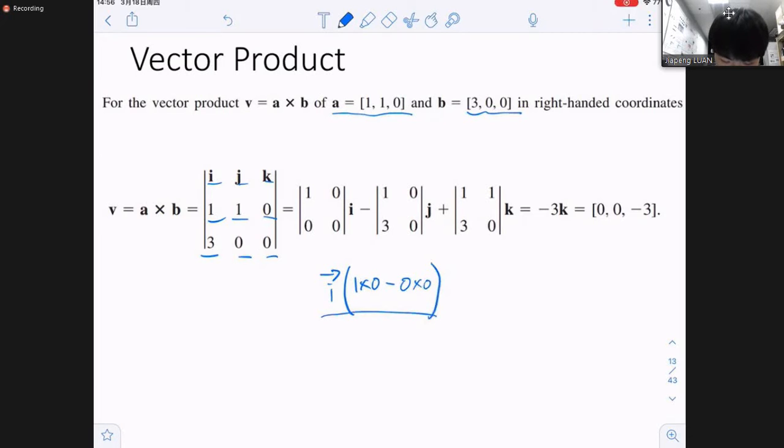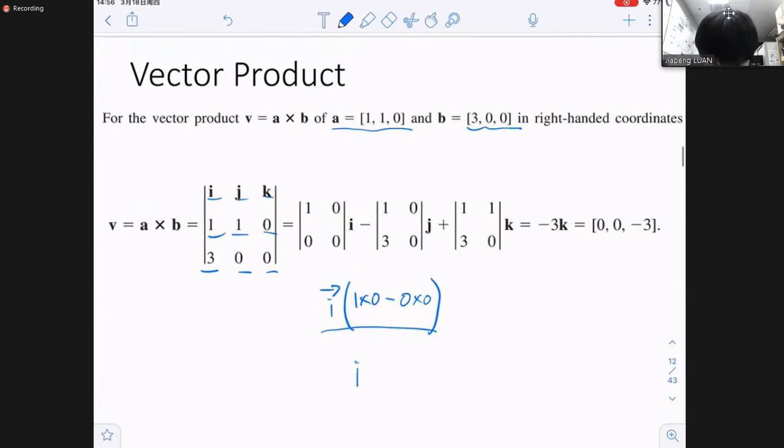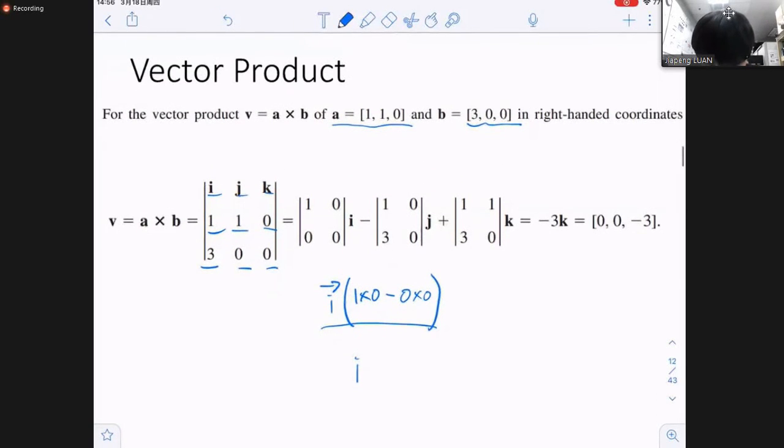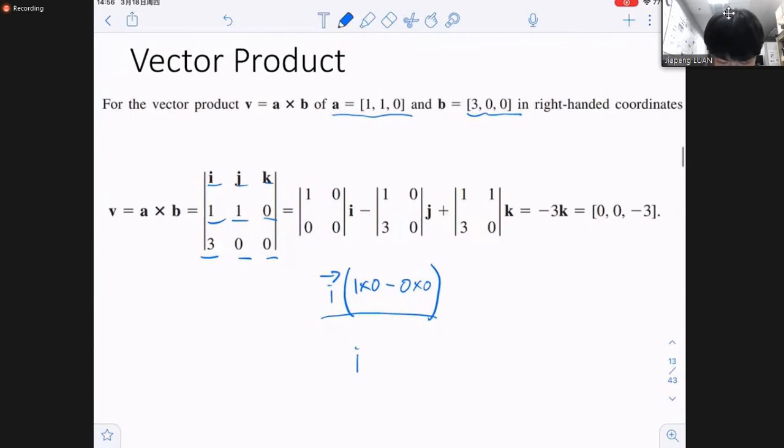So then you have this. Yeah, I think there's something wrong here. Because this gives you 1, and this... Oh no, this gives you 0. Sorry, and this is 0, and this is minus 3. Okay, so you can see this is 0, 0, minus 3.